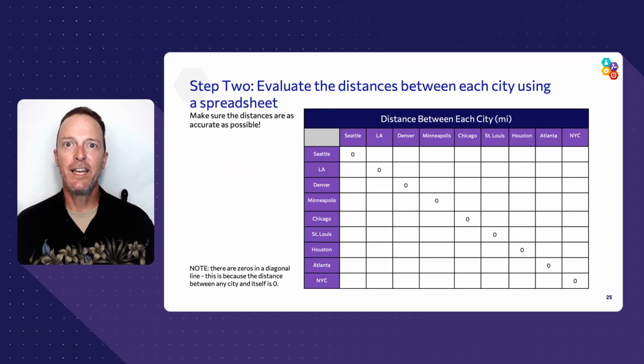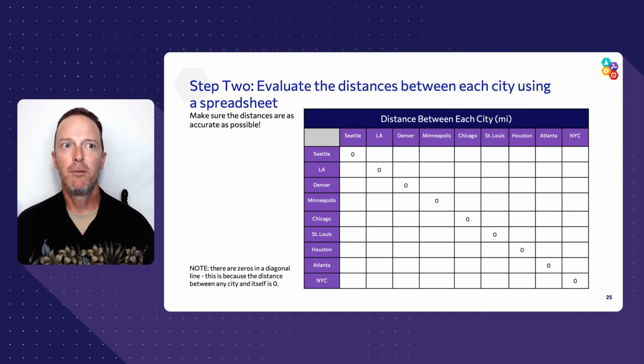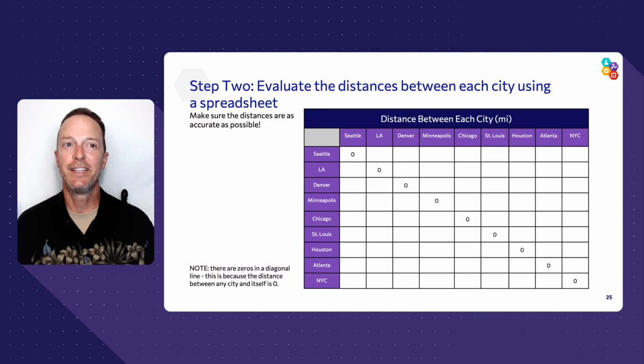Remember, you should only visit each city once. The cities along the diagonal have a distance of 0, because the distance from Seattle to Seattle is 0, or LA to LA is 0. You'll begin recording these paths in your student workbook, as well as the total distance that you solve. Let's go look at the spreadsheet.